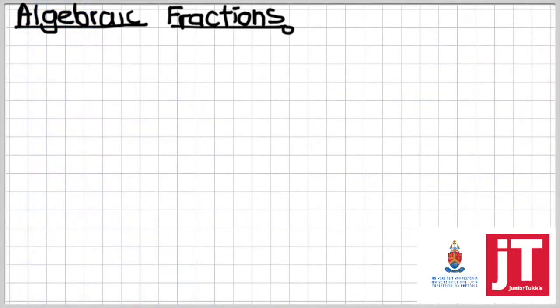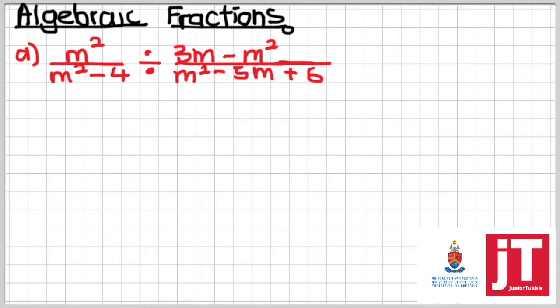This is Mr. T presenting you a lesson on how to simplify algebraic fractions involving multiplication and division. This is a continuation of grade 10 algebraic expressions. Let's look at the first question. The basis of simplifying such an expression revolves around your knowledge of factorization.